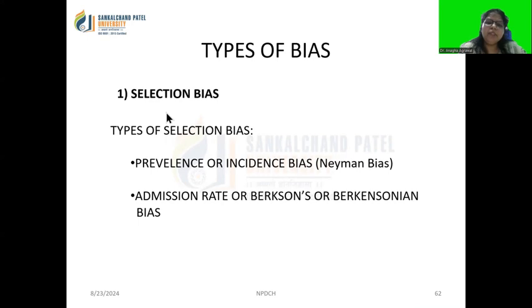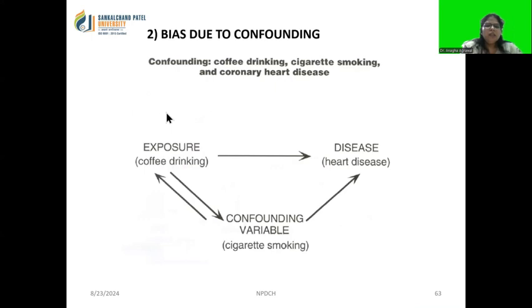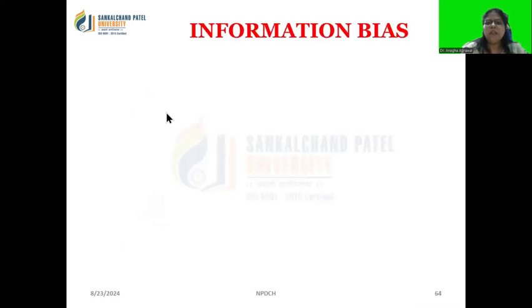Then second is admission rate or Berksonian bias. This is a hospital related bias. Depending upon the hospital, the rates of admission will be different. Then second is the confounding factor that we've already learned about. Then the information bias, that is memory or recall bias.